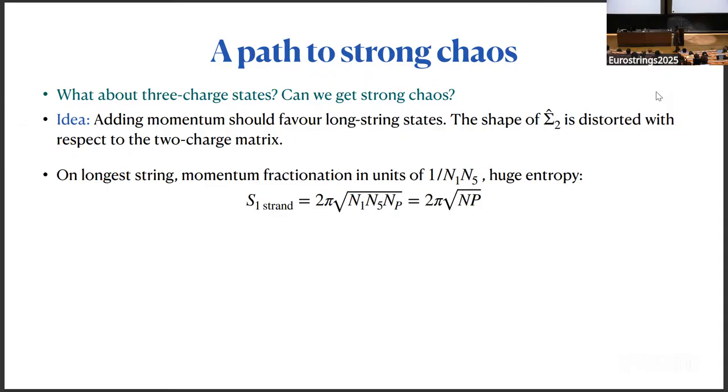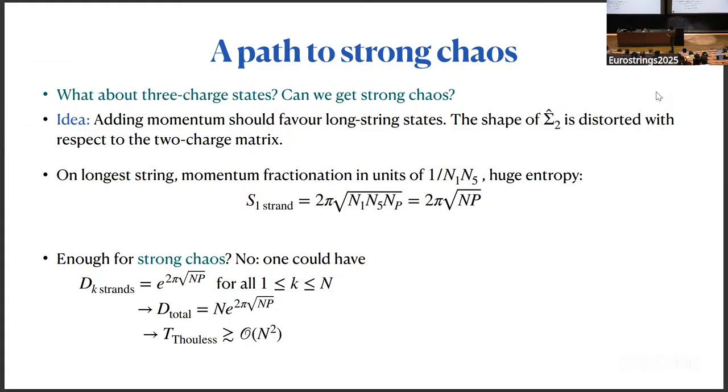Okay, so we have a huge entropy, but is that enough for strong chaos? The answer is no, because in principle, you could have that for all of the strands. So the degeneracy for k strands could be exactly equal to, let's say, exponential of 2 pi square root of np for all k, in which case the total degeneracy of the system would be n times this number. In that situation, one would still have the banded matrix, and we will still find that the Thouless time is bigger than something of order n squared.